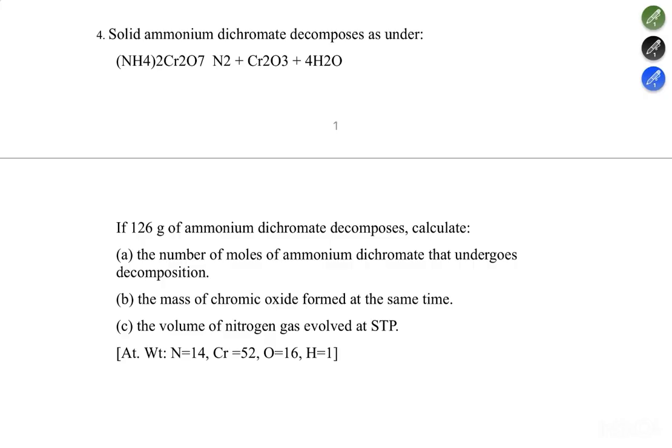This is very common in the ISC board examination, so you have to understand it very well. Here the reaction is given where ammonium dichromate is heated and produces three compounds, which are already given in your question, and it is a balanced equation. You don't need to worry about the balancing part. Now let's look at the question: what values they have given, what quantities, and what you have to calculate.